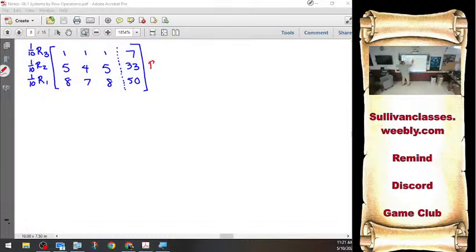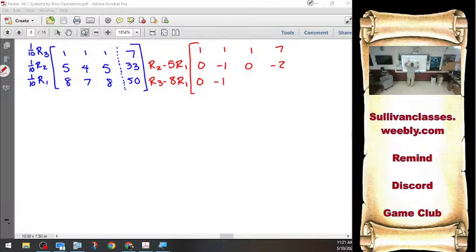I can say row 2 minus 5 row 1s. I can say row 3 minus 8 row 1s. And I got 1, 1, 1, 7. Times the -5 and add it. Times the -5 and add it. Times the -5 and add it. Times the -8 and add it. Times the -8 and add it.